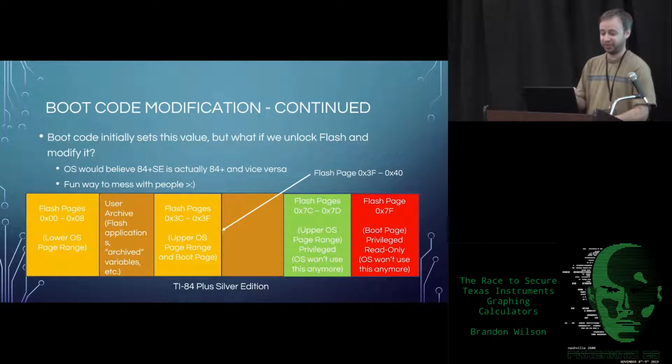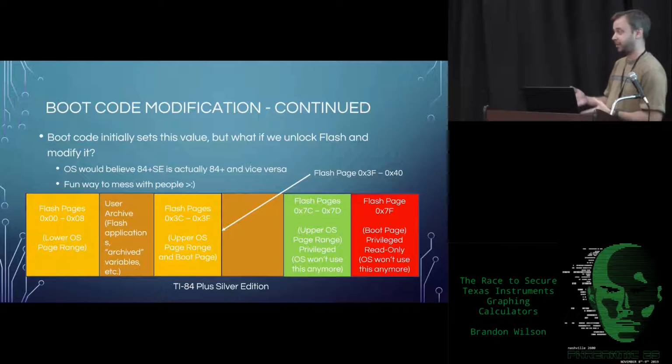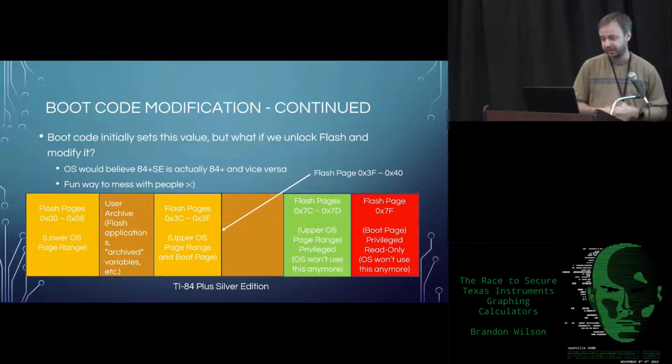And normally, after writing the wrong value, this would just crash the calculator, because suddenly it's looking at page 3C, for example, when it really wants to look at 7C, and vice versa.